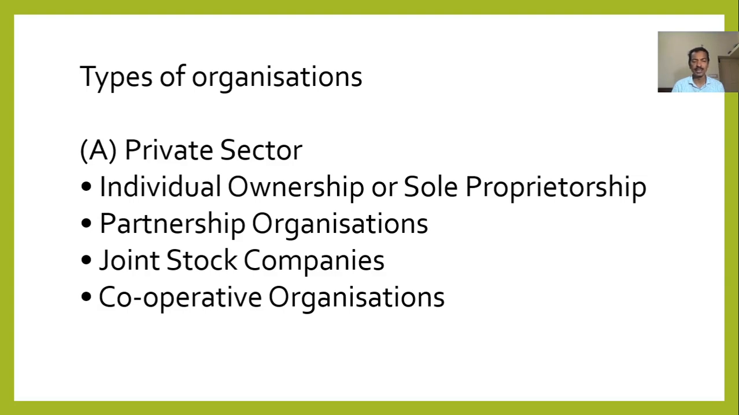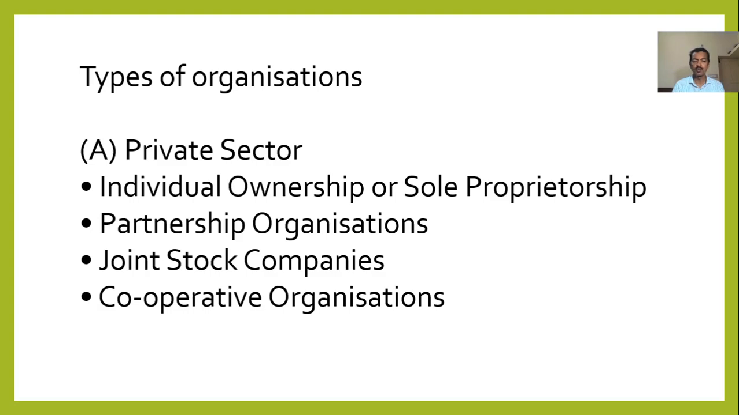Then the joint stock company. In the case of the private sector, the members of a family can join together and invest in it. That type of organization is known as a joint stock company. The members involved in private sector joint stock companies are more than in a partnership organization. And the last one is the cooperative organization.